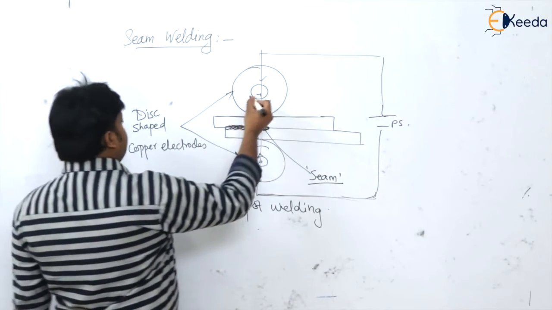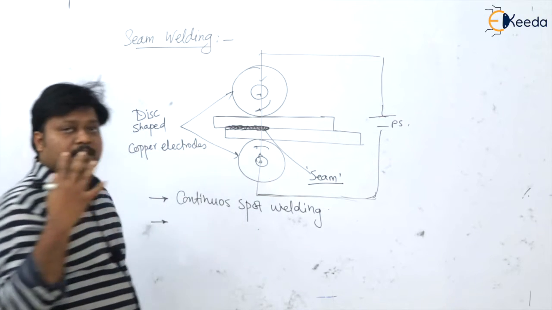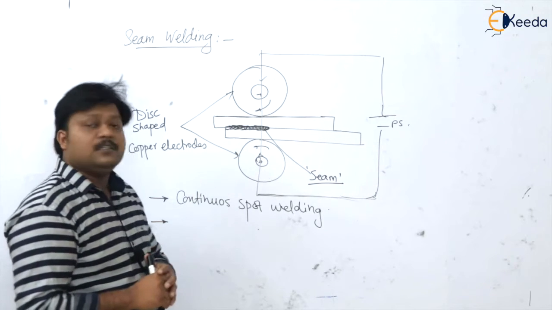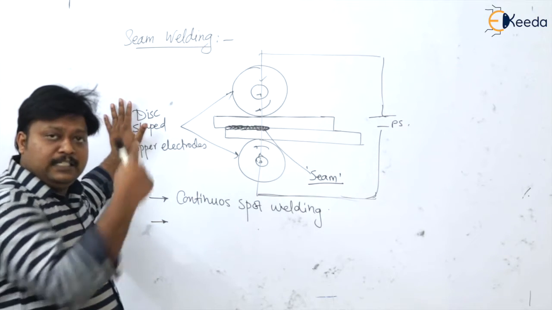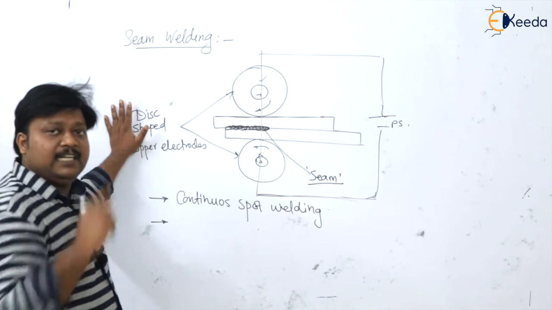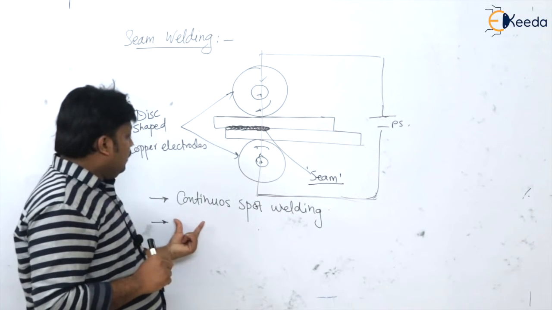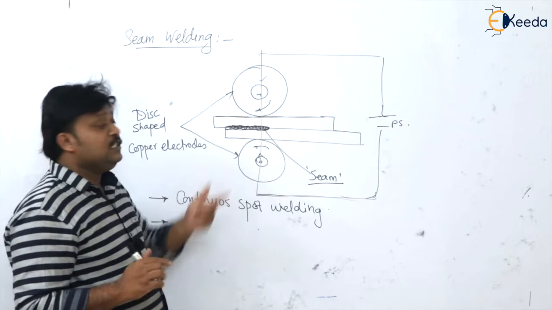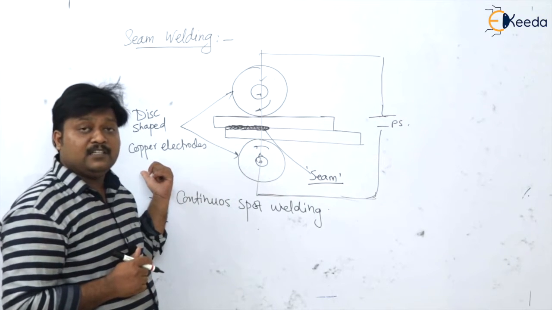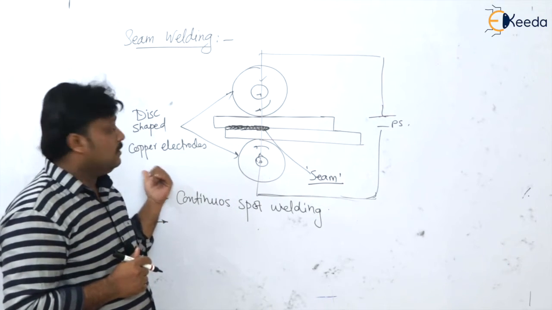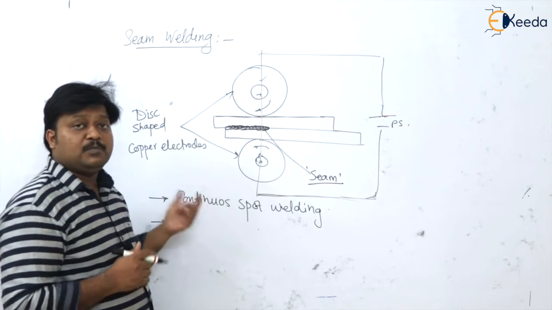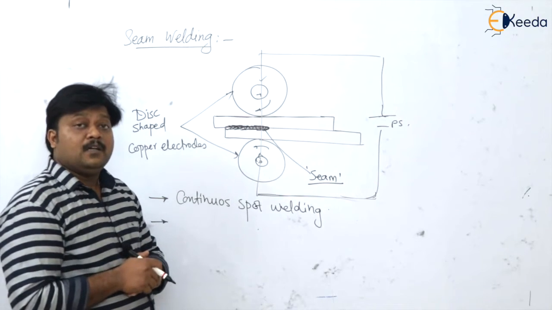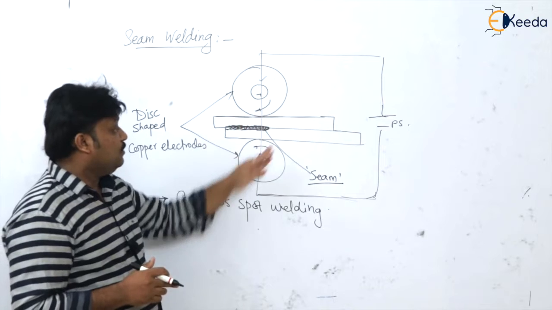So these are the thicker disc shaped copper electrodes used for the seam welding operation, whereas in spot welding the electrode shape was cylindrical, isn't it? Now the important thing is that in seam welding you can also have the shunting of electricity, as we have seen in spot welding. Here the spot spacing is very small, isn't it? So of course huge shunting of electricity is possible in seam welding.